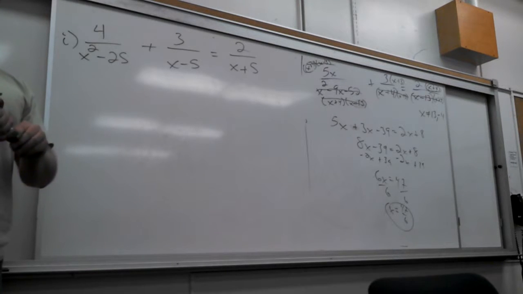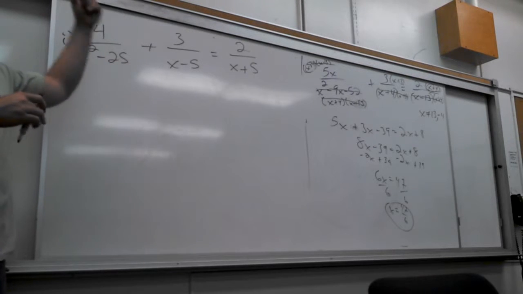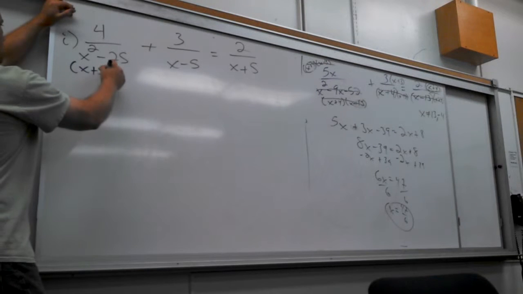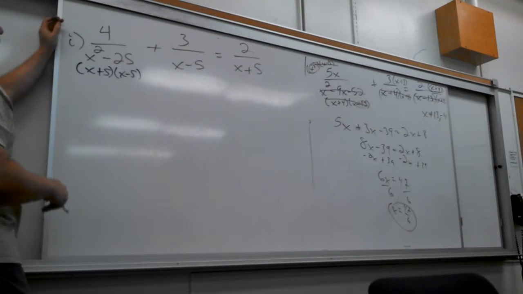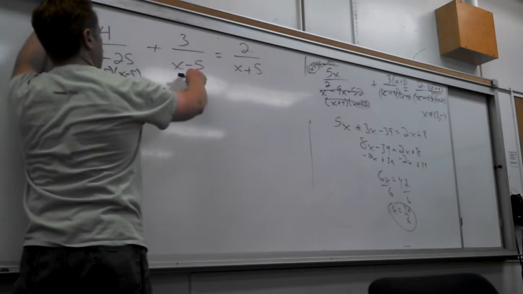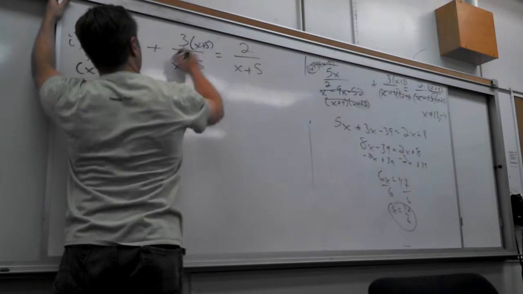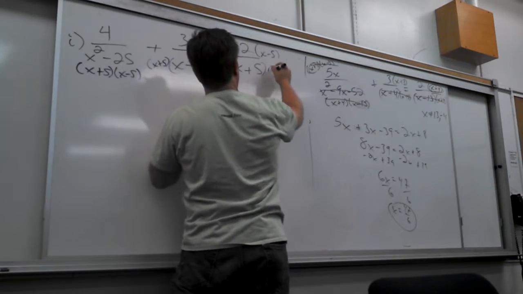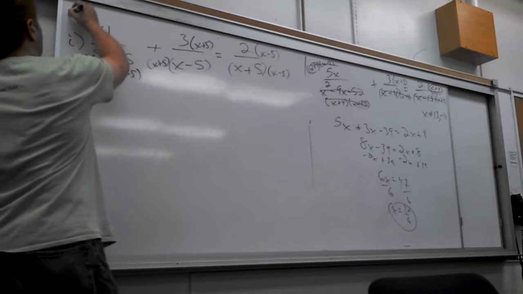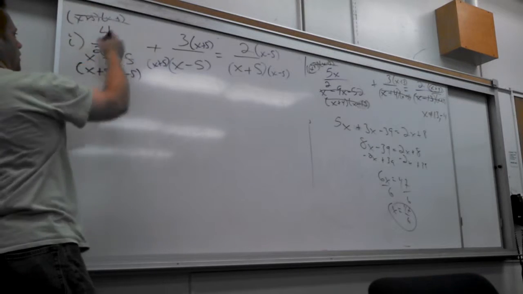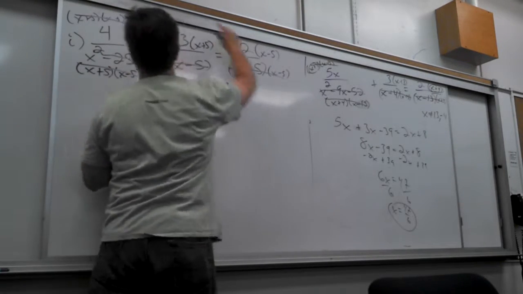So what's the first step? Factor what you can. Cool. And of course, it's done for you. Don't expect that always, but most of these problems, that's going to happen. So he needs x plus 5. He needs x minus 5. Multiply everything by x plus 5, x minus 5. So it's going to cancel everywhere. Multiply both sides by that.